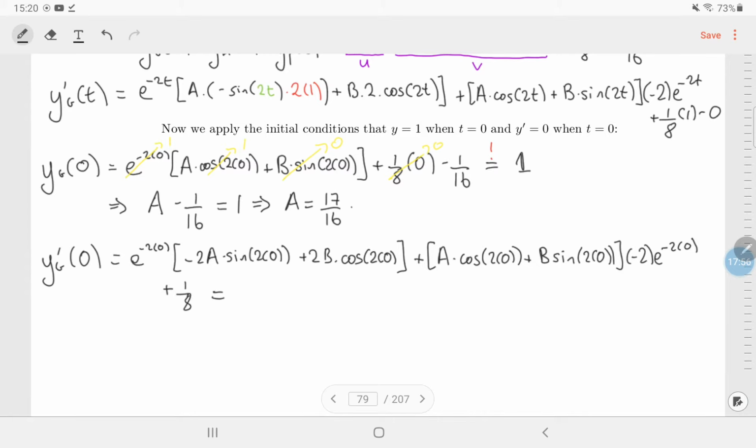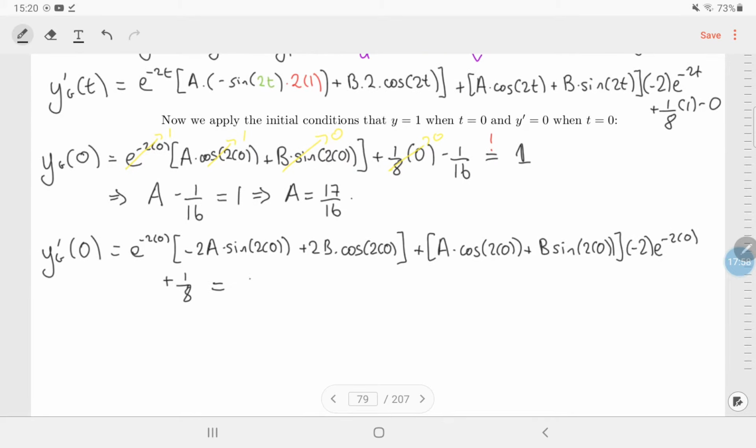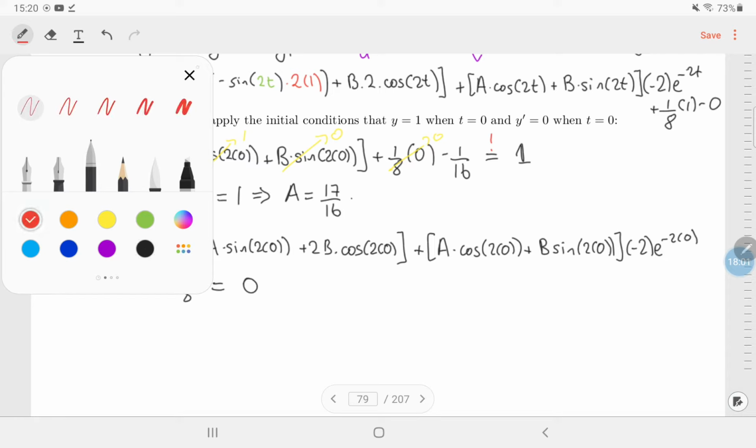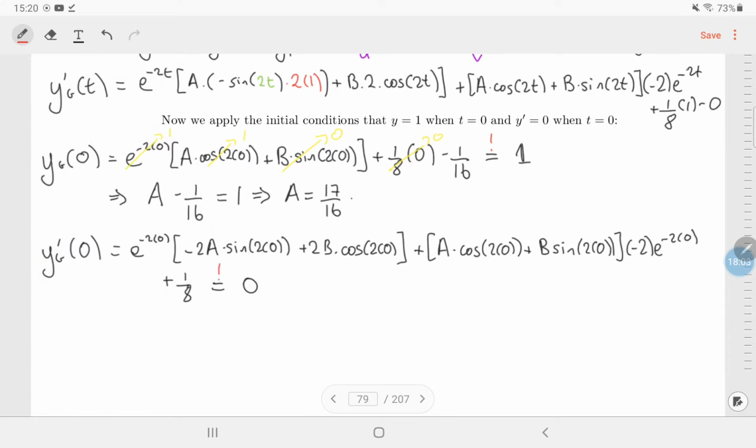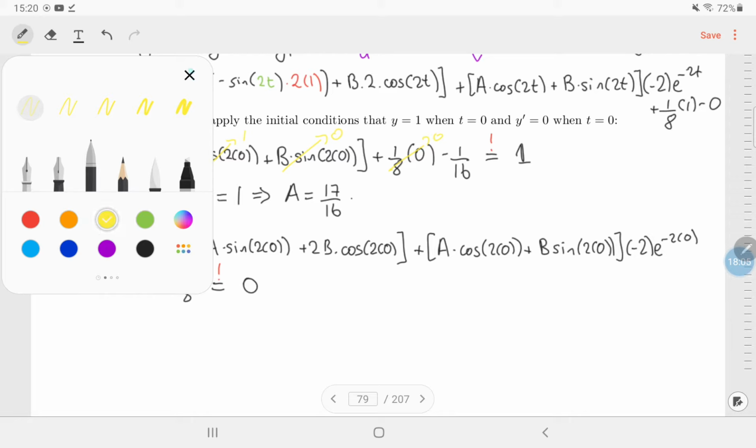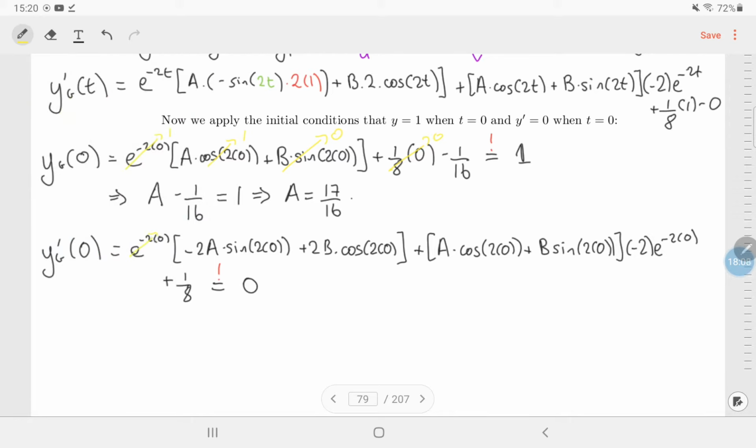and this has to equal, what's the derivative equal to? It's equal to 0. Okay, now let's see some nice simplifications. This is 1, this is 0, this bit is 1, that'll be 2b. This one goes to 1, and I know that a is 17 over 16. I just found that out. Sine of 0 is 0. This bit goes to 1. So, sorry, that should be 1.